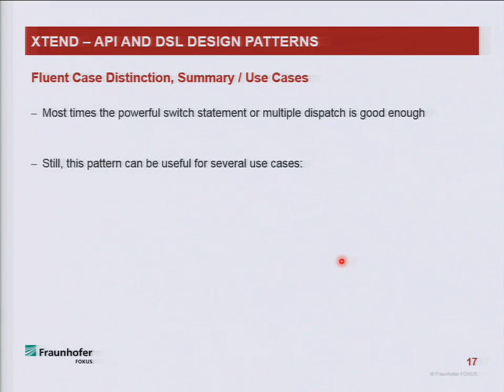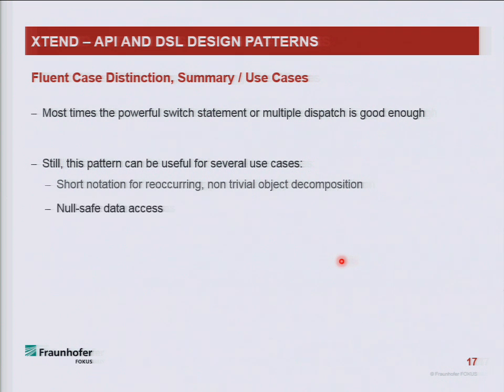As I said, oftentimes the switch statement is good enough, but it's still interesting if you, for example, want to have a short notation for reoccurring complex decomposition of objects. Or some fields are null and some are not null, and you want to distinguish between cases where these fields are null or those fields are null, then this is kind of nice. Depending on how you shape the API, sometimes you can even enforce at least having a default case in these switches.